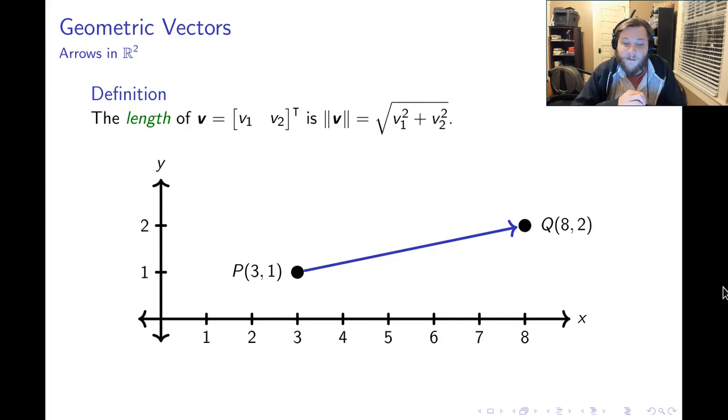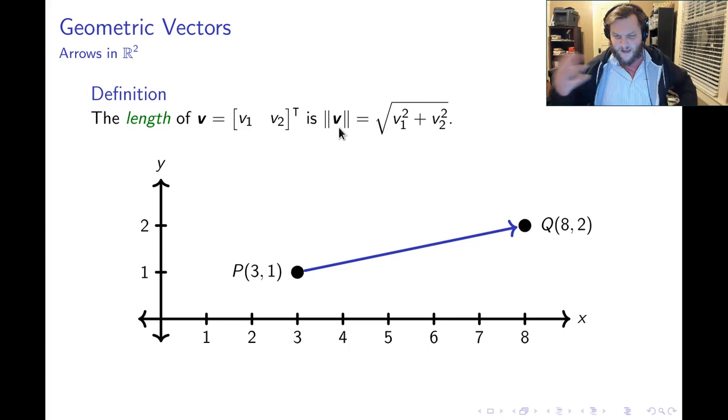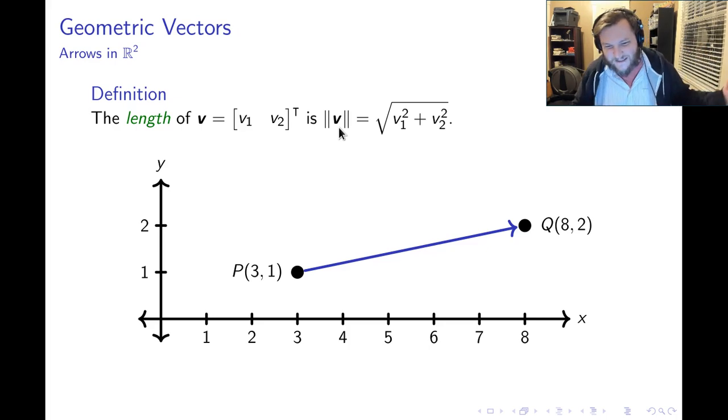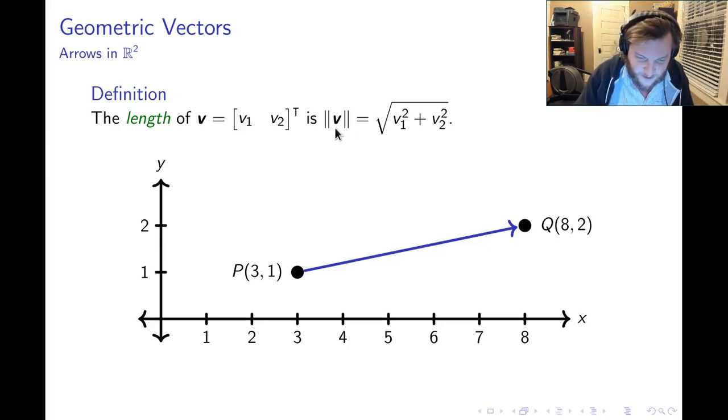And one thing about arrows in 2 dimensions is they have a length. So let's say that the coordinates of our vector are v1, v2. We have special notation to refer to the length of a vector, and this is the double bar notation. In some books, I think if any of you are reading Strang, you'll find just regular absolute value notation. I kind of like this double bar notation because it reminds us that the object that we're working with is a vector, not just a number.